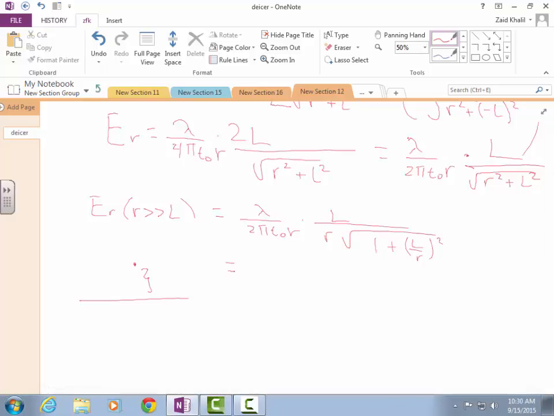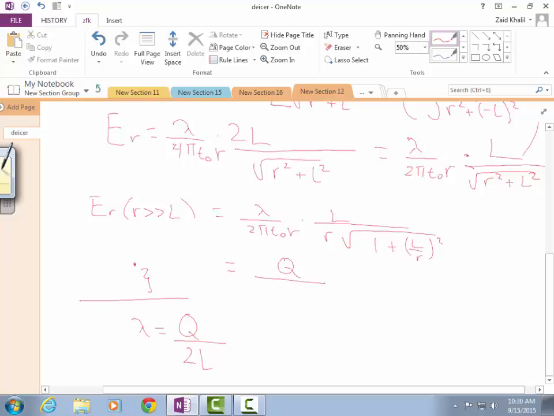Because watch, what is lambda equal to? Q over L. Q over the length. But what's the length? It's 2L. So lambda is the uniform charge density, the charge Q over the length, which is 2L. So you have Q, and then you have 2 pi epsilon 0 r, and this is Q over 2L. Actually, that's an r squared.